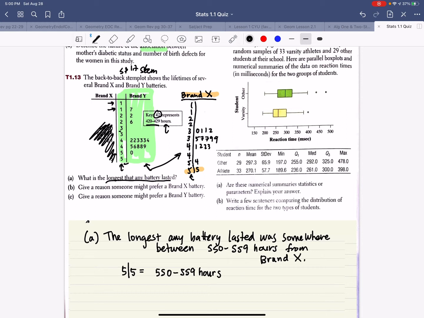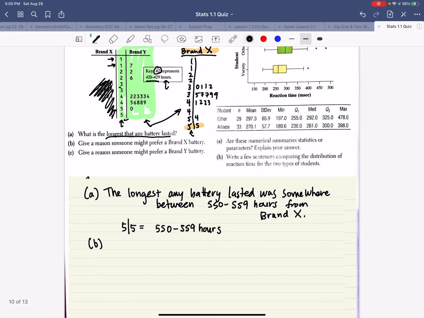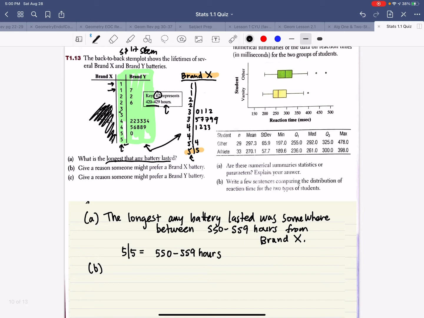Okay. So question number B says, give some reasons why you would prefer brand X. Give some reasons why you would prefer brand Y. So this is the Barry Bonds versus Mark McGwire. There could be reasons why you like brand X and they want you to give those reasons. And there could be reasons you like brand Y. Okay. So here are some of those reasons. Brand X, we notice, doesn't have a low end at all. Its lowest one was 30. It also reigns supreme with the highest, right? So it's not going to have any duds. I guess it's going to last at least 300 hours. Here, they had a few, not a lot, but a few that lasted 170, 220, 260, okay? So that's probably the biggest thing brand X has going. It reigns supreme with the highest, and it also doesn't have a low end, okay?